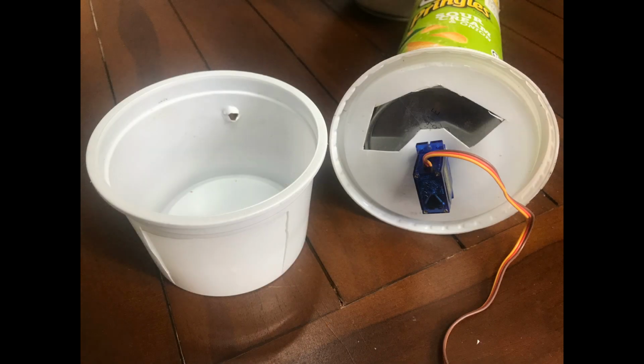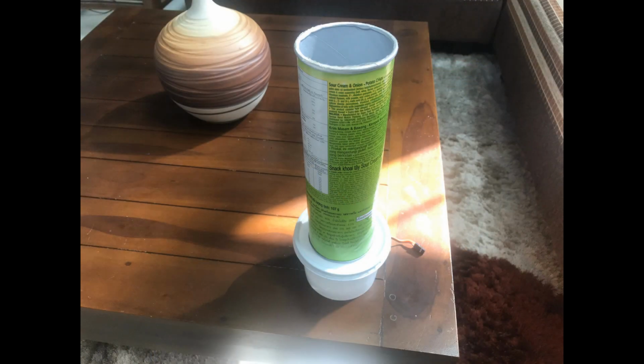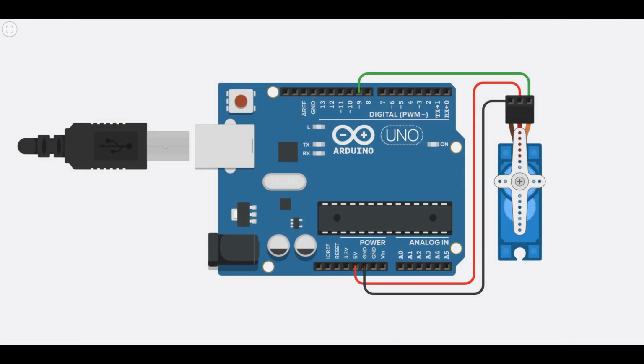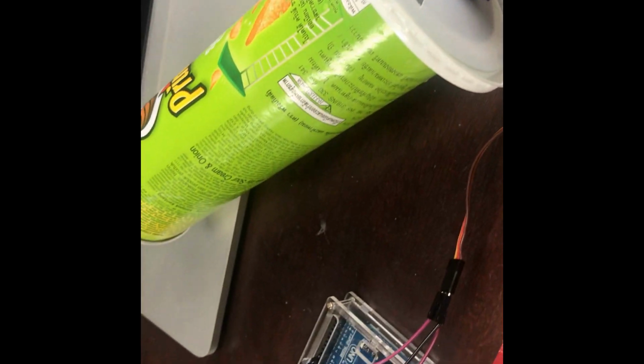I use super glue to keep the servo arm fixed to the bottom of the can. After fixing the servo and arm together, tighten it with a screw. Finally, you should assemble everything similar to the setup shown here.